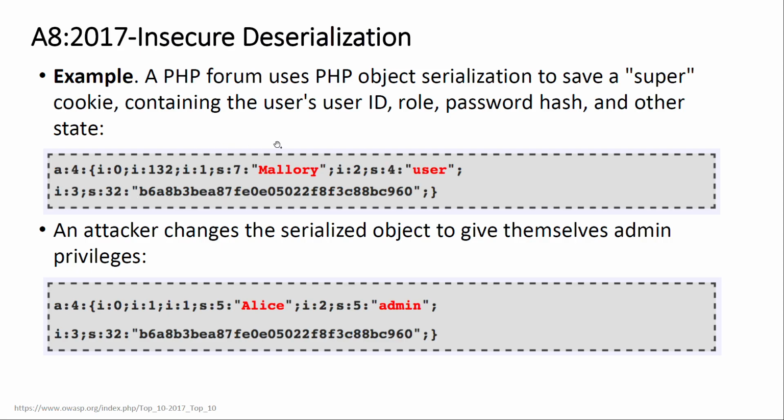So in your computer, you have this. In your cookie you have this kind of information which actually has your username. Also it states that you are a user, but the cookie is on your computer, so you can modify it as you want. So in our example, the attacker changes the serialized object to give themselves admin privileges by changing user to admin and changing the username here. So this way, if this deserialization is not correct, you can have admin access.